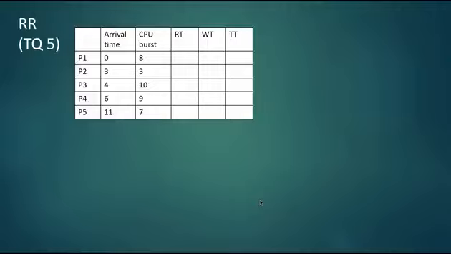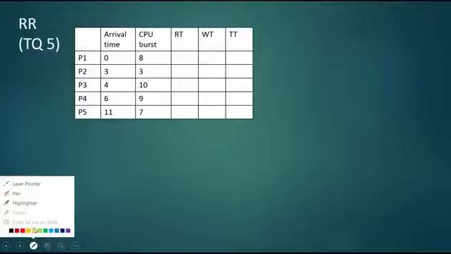Here's our first exercise. This is round robin, which is first come, first serve, only instead of allowing the process to stay on the CPU to complete its entire burst, it will get 5 time units, which has been assigned as your time quantum of 5. After it finishes its 5 time units, it will be preempted and go directly back into the ready queue.